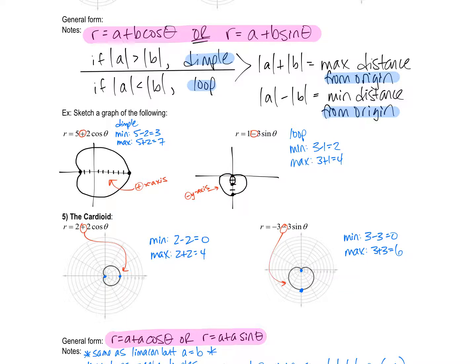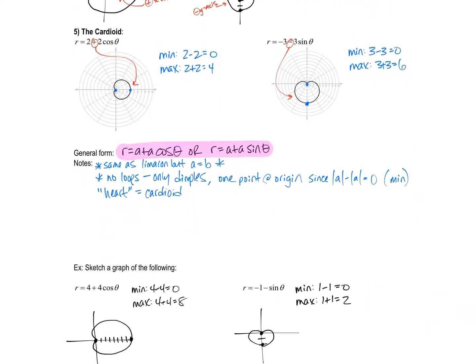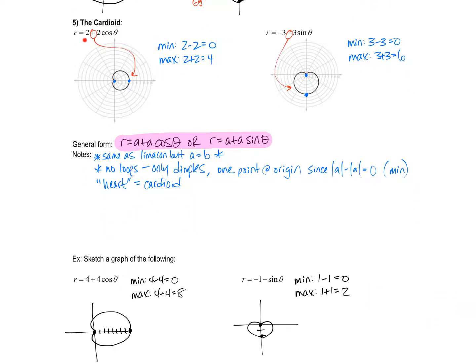Okay, the cardioid is very, very similar to this one. Remember, the only difference between the cardioid and the limaçon is the fact that these numbers are the same. So that's 2, that's 2, that's -3, -3. That means that your min and your max, well, your min is always going to be 0. Okay, so that's why there's no loop and there's no going this direction.